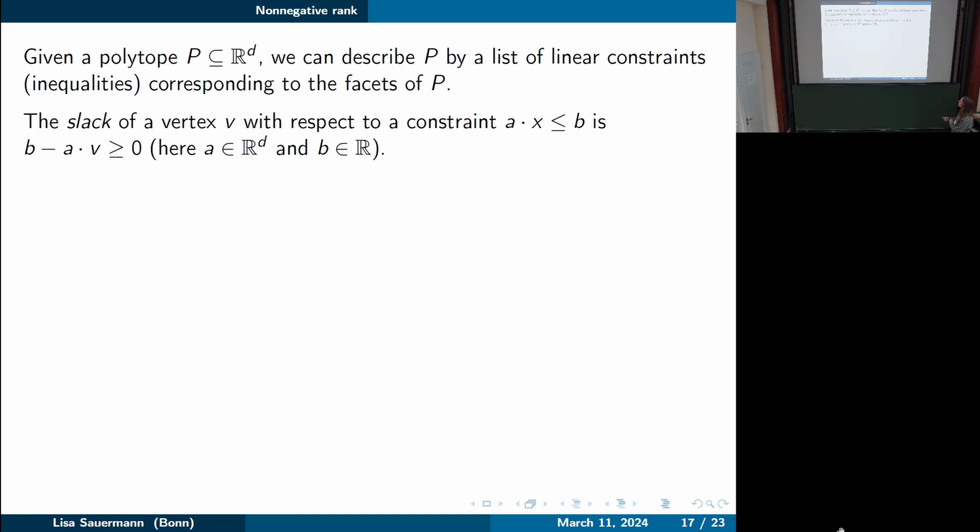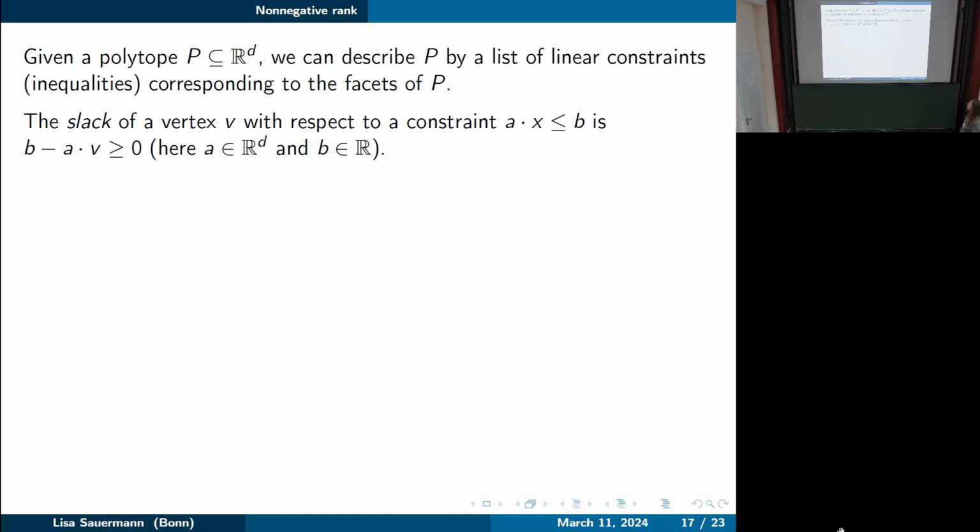And so now if you have a vertex V of the polytope, then the slack of that vertex with respect to that constraint is basically how much slack you have in this inequality, so how much room the inequality has to be true. Since V is a vertex of the polytope, you definitely know that it satisfies the inequality. So A dot V will be at most B, and the slack is now the difference, which is non-negative. So B minus A times V, which says how much room you have in the inequality being true.